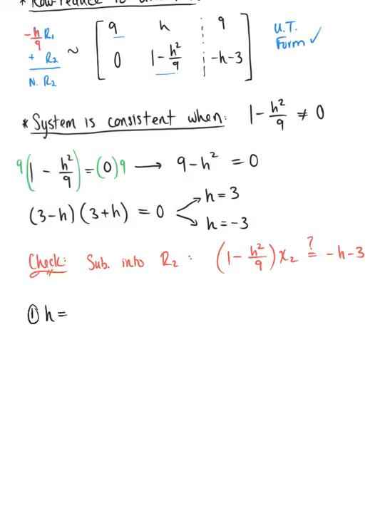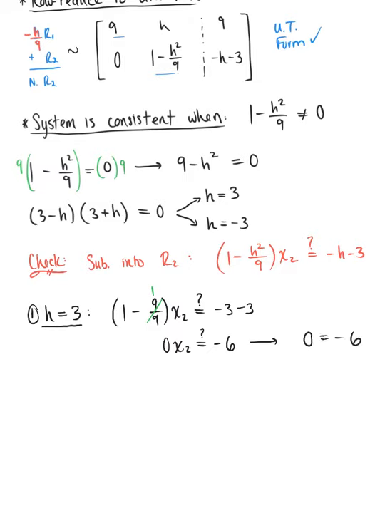Let's think about what's going on when h is 3. So plugging this in, we'll have 1 minus 3 squared, so we have 9 divided by 9 multiplied by x sub 2. And we want to know, is that going to be equal to minus 3 minus 3? So of course we know that 9 divided by 9 goes to 1. So looking at the left-hand side here, we have 0 times x sub 2 is equal to negative 6, which in other words is saying 0 equals negative 6. No way! We know that this is a contradiction.